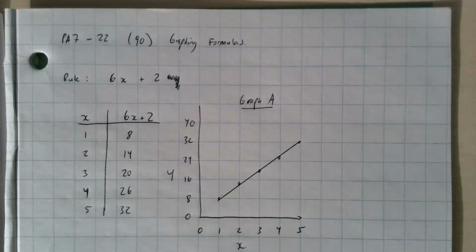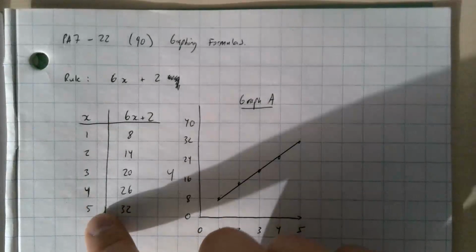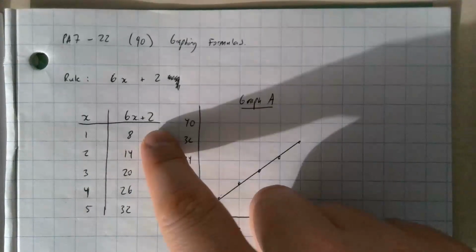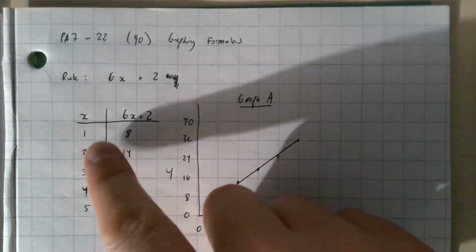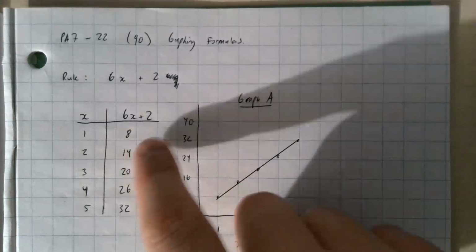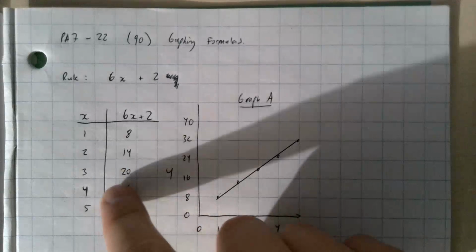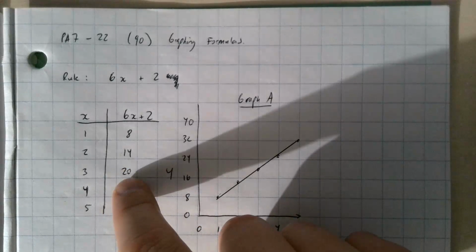And you're supposed to evaluate this expression with inputs 1 through 5. Okay, so this is my inputs, my x's, 1 through 5. And then I figured out what is my output when I do this question. So I put 1 into this equation. I said 6 times 1 equals 6 plus 2 is 8. 2 times 6 is 12 plus 2 is 14. 3 times 6 is 18 plus 2 is 20.